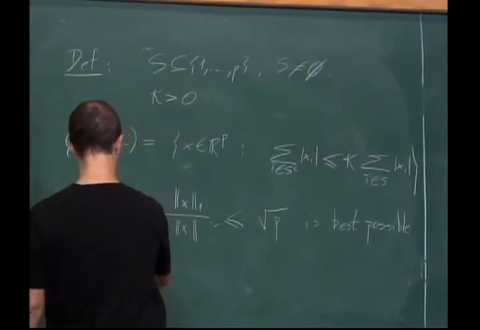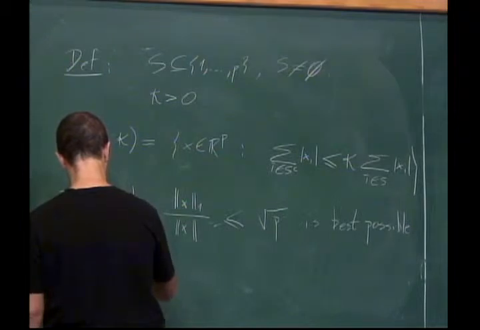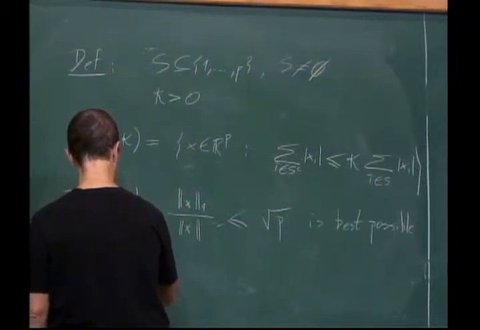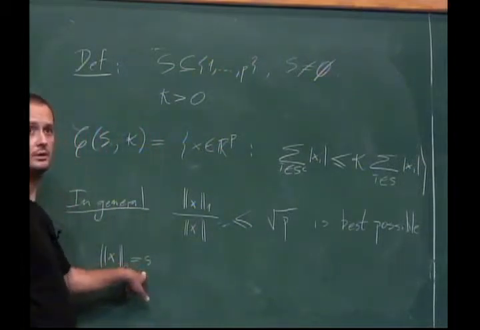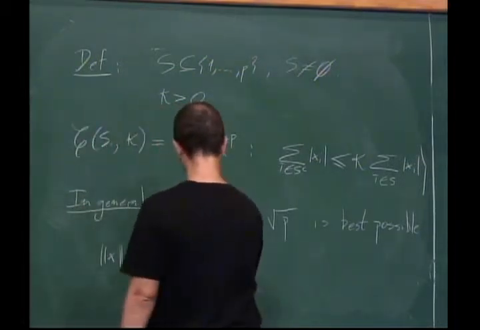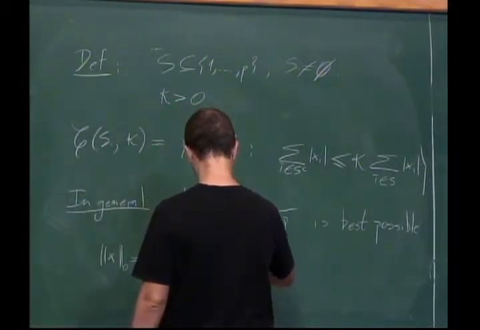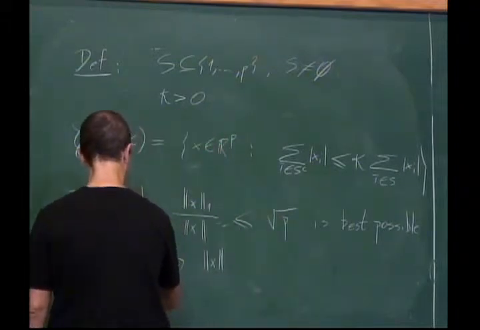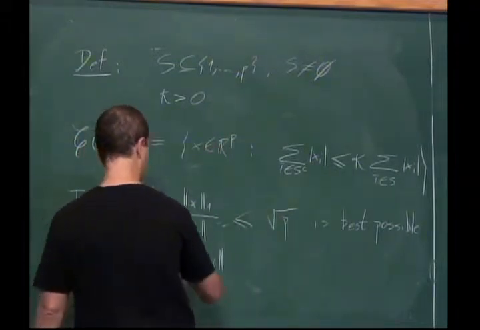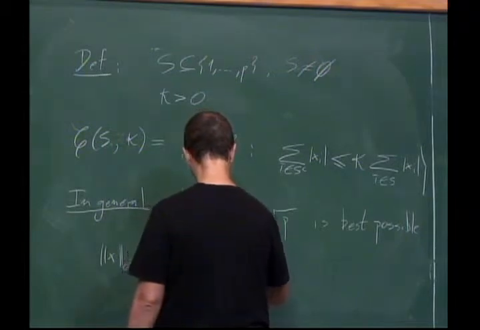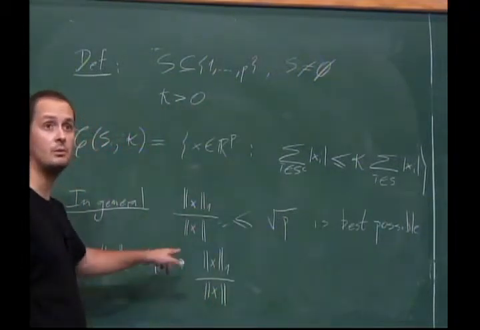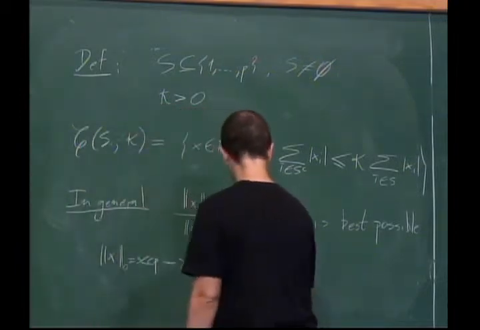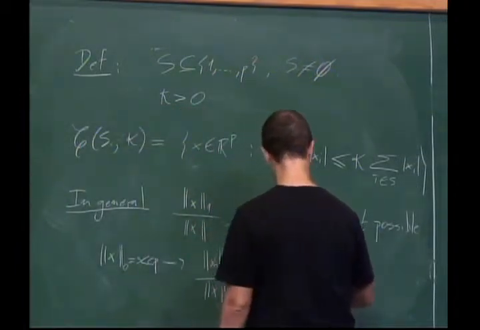Now, if x is S-sparse, meaning it has S non-zero coordinates, where S is less than p, then you have a better inequality. We apply Cauchy-Schwarz, but you notice that you only need to consider S coordinates. So this tells you that this inequality here is best possible.